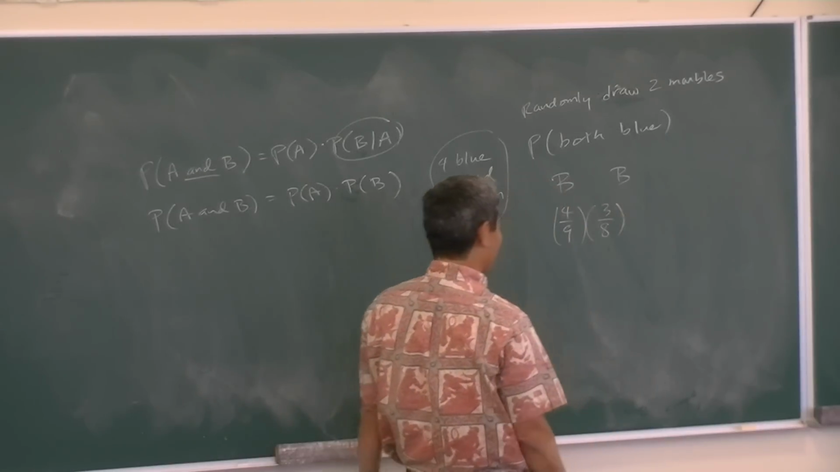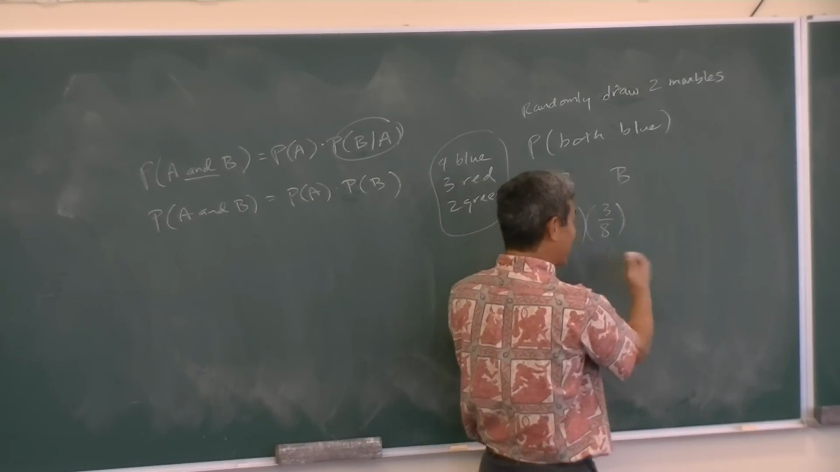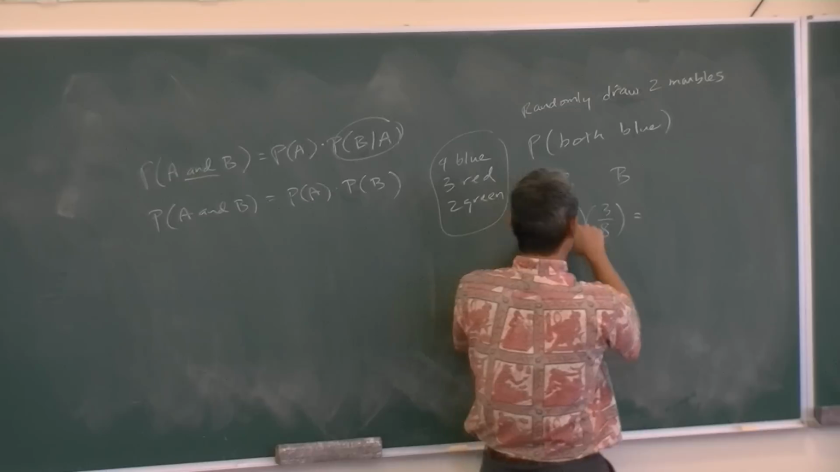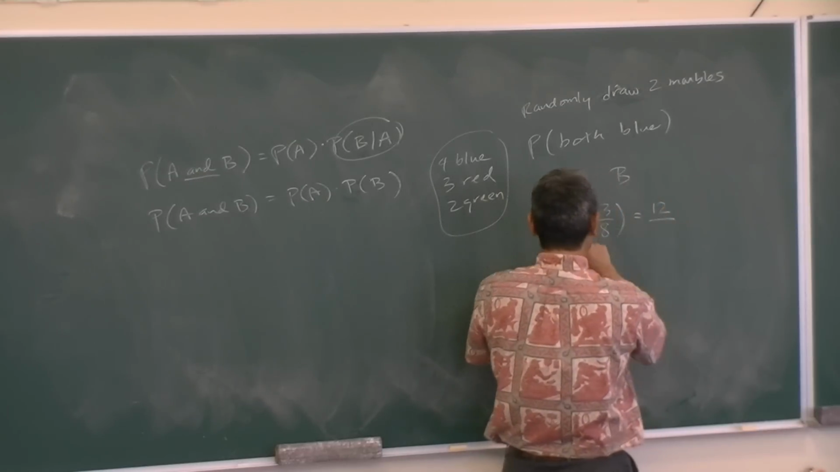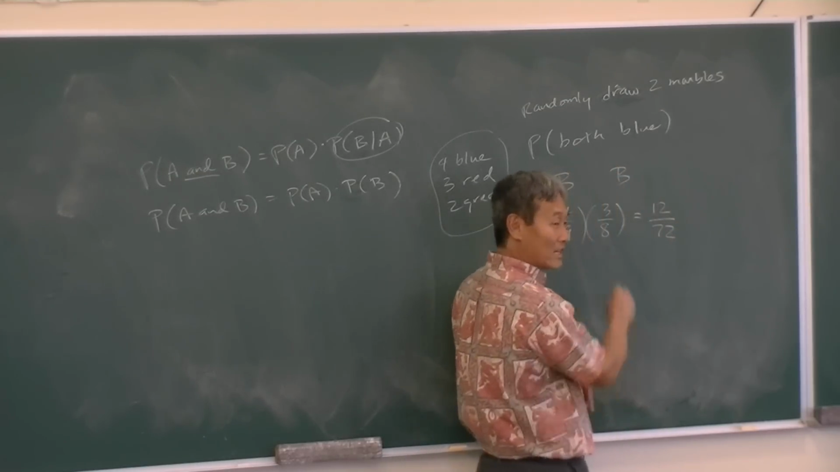That's the answer. And please, okay, so this is 3 out of 4 points, but you're not going to get a problem this easy. Please do not do this when you do the computation. 4 times 3 is 12. 9 times 8 is 72. And then you can reduce that. You guys know how to cancel, right?